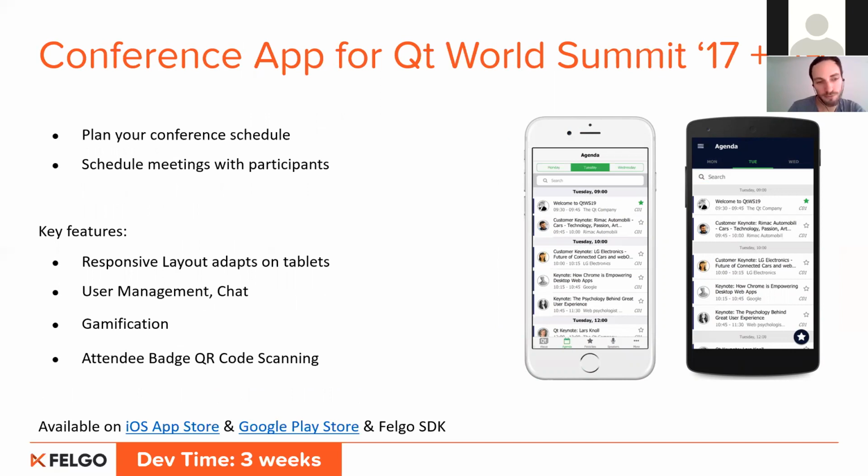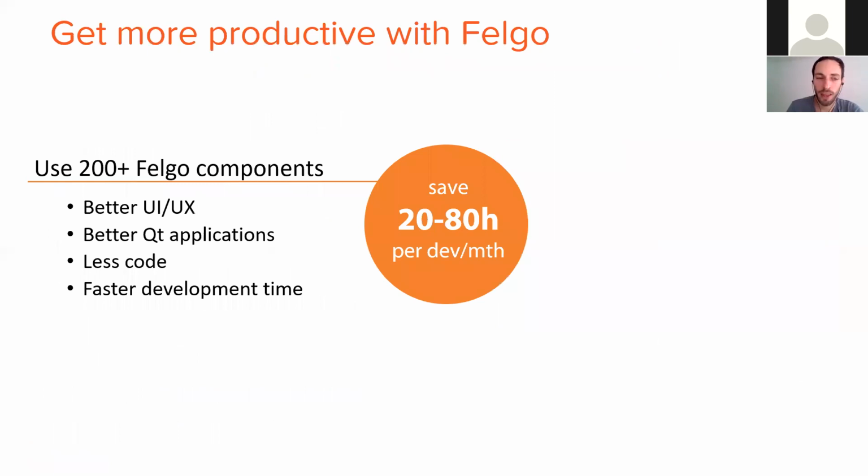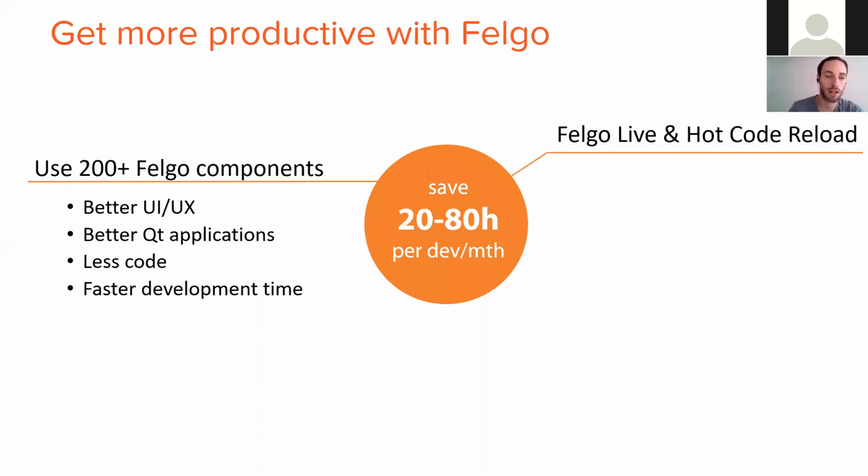All right, so to summarize all of this, how does Felgo help you to save time? Well, first of all, by the sheer amount of additional APIs that you can use on top of your Qt projects to help you make a better user experience and higher quality Qt applications, with less code and faster development time. Then besides the components, there are all the tools that are available, like live and hot code reloading, and also the cloud build server.